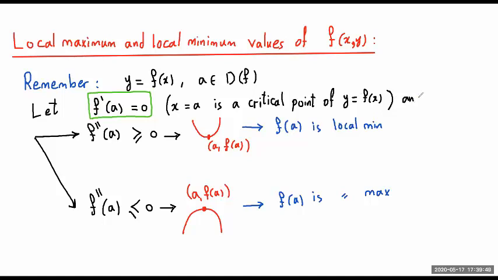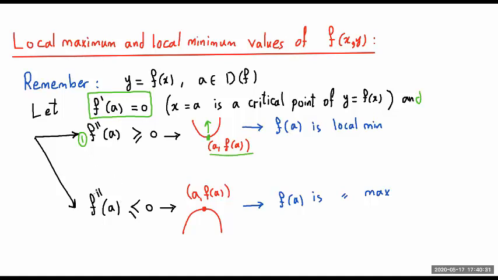And let's suppose we have two cases here. Maybe the second derivative of f at a is bigger than 0, or the second derivative at a is smaller than 0. So in the first case here, the concavity will be up. So the point f(a) here is a local minimum.